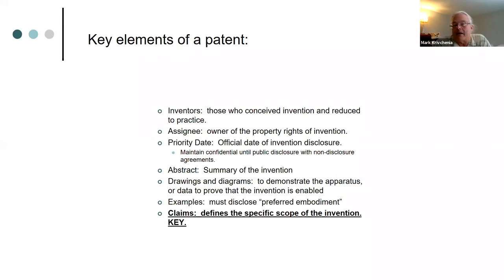So the downside of disclosing a patent is that you make public everything you know. The upside is that you actually now own a patent, and it's very valuable, and no one else can practice this invention without your permission. And the question is, well, what are you protecting? What you're protecting, and the most important part of a patent, is the claims. And that's what defines the specific scope of your invention. This is like defining what your invention really is. So those are the key elements of a patent.